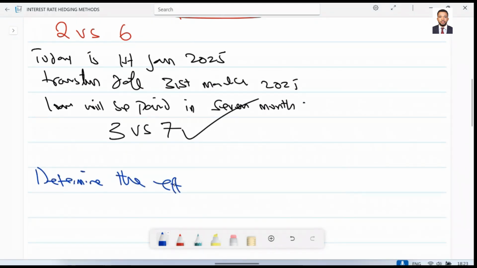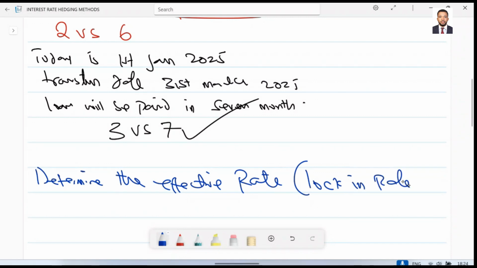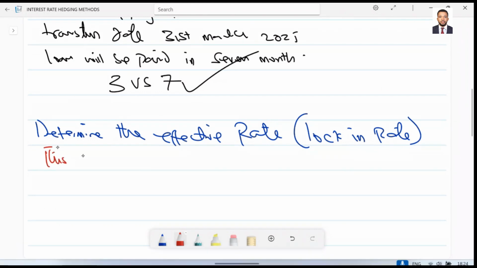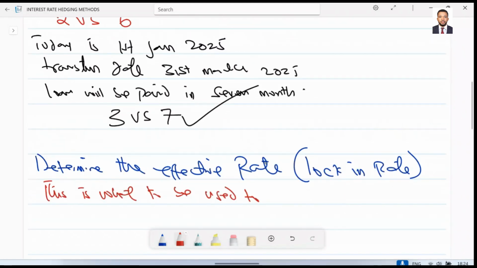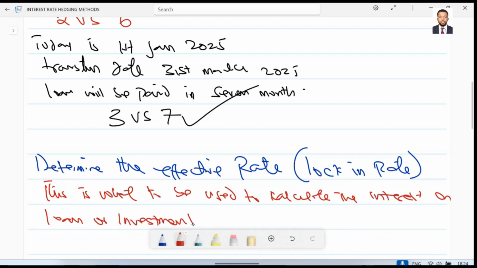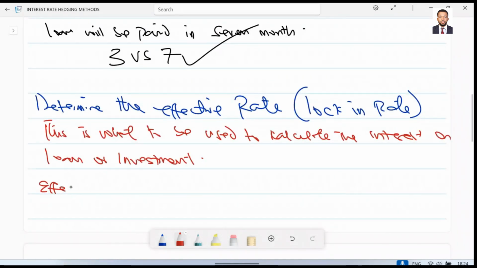the effective rate. Effective rate is practically the same thing as lock-in rate. This is what is to be used to calculate the interest, just like we have in currency. You know, in currency it is convertible. This one is to calculate the interest on the loan or investment. And then our effective rate, how do we calculate?